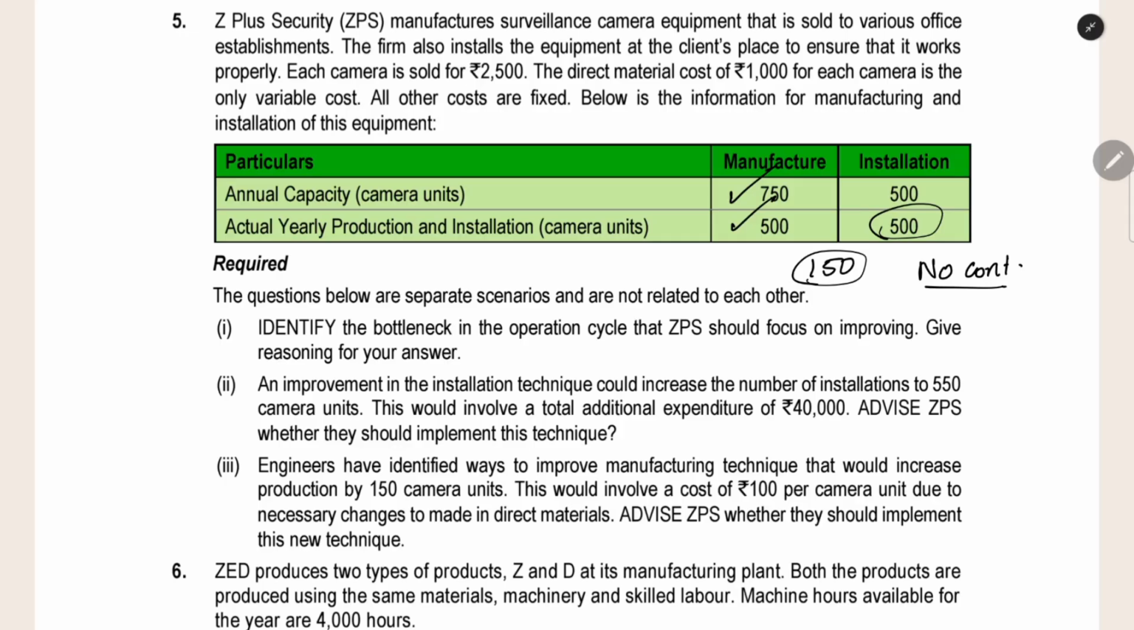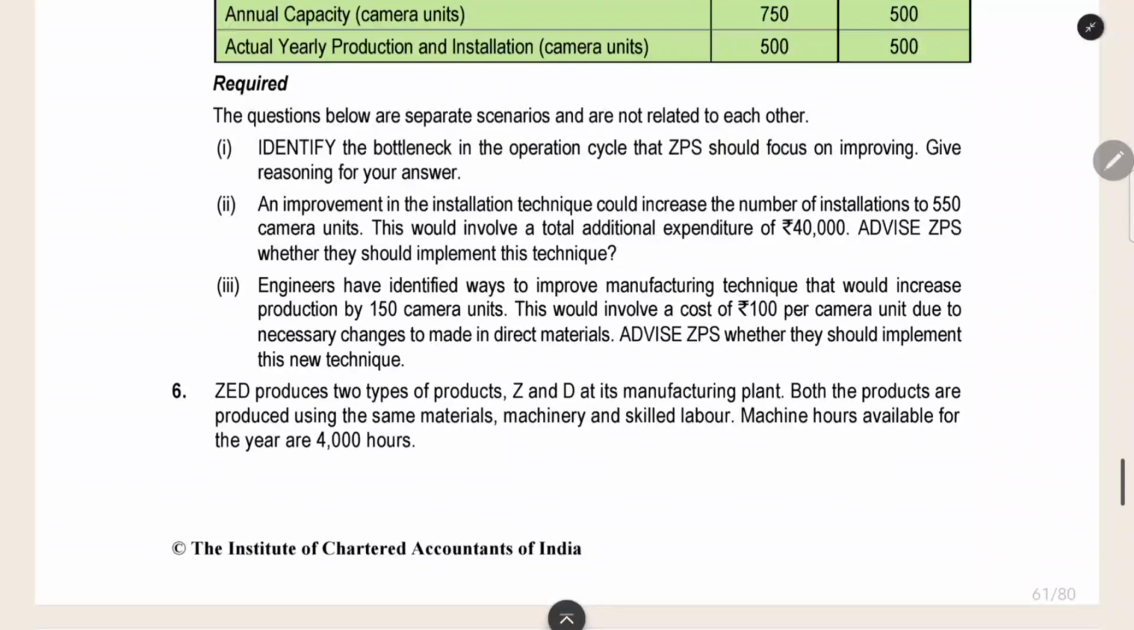But the extra cost is 100 per camera unit. So we will be getting a net loss. In total, we will be producing 150 extra cameras. The cost of 100 per camera unit will come extra. But we have no benefit from this option. Only cost is being incurred. So we should not consider this option. That is what is given in the solution also. That's all about this question. Now we can read the next question.